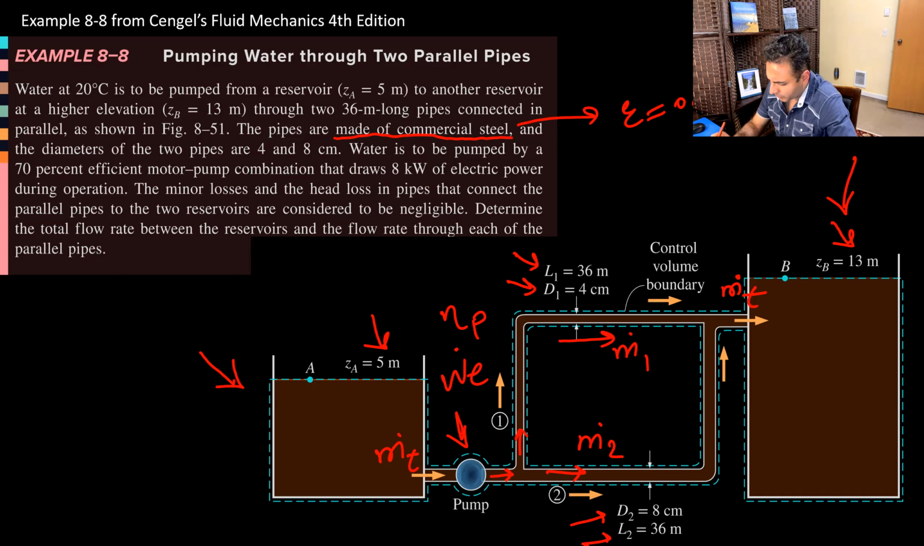The total amount of W dot electric is given as 8 kilowatts, and pump efficiency is given as 70%. The water temperature is at 20 degrees Celsius. So we have pretty much all the information. Once you have water temperature at 20 degrees Celsius, you can find the density, you can find the viscosity of it. You need these things for Reynolds number eventually. And the diameter of the pipes are given in terms of centimeter, by the way. And of course, ZA and ZB is given. So all the information is given.